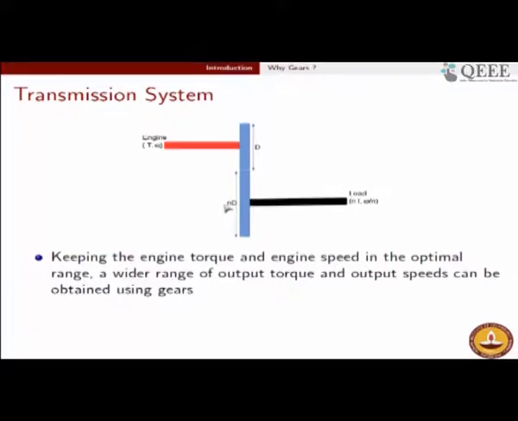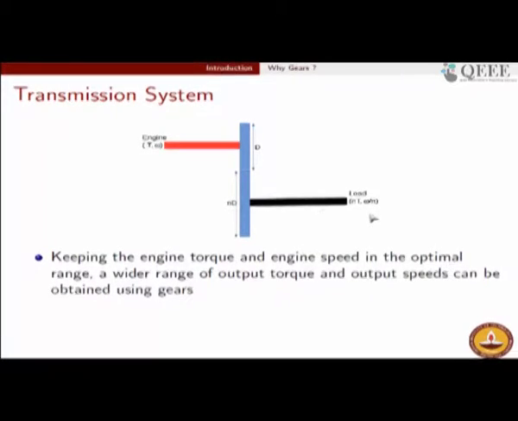right. What turns out is that the output shaft connected to this gear will deliver an output torque which happens to be n times T, and it will have an output speed which happens to be omega divided by n. So the output from this arrangement will now be n times T and omega divided by n.